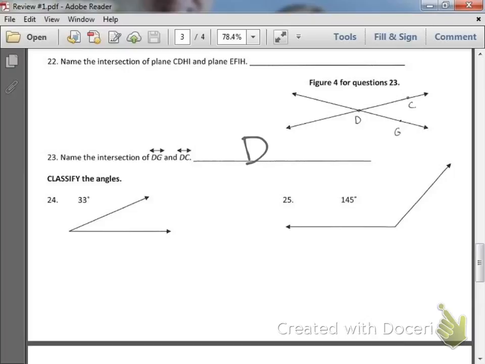Alright, and then we're classifying angles. So number 24, it's less than 90, so what would I call it? Acute, good. Number 25 is greater than 90, but not bigger than 180, so what would I call it? Obtuse, good. Any questions on those?